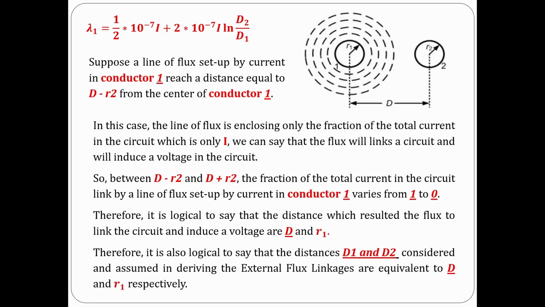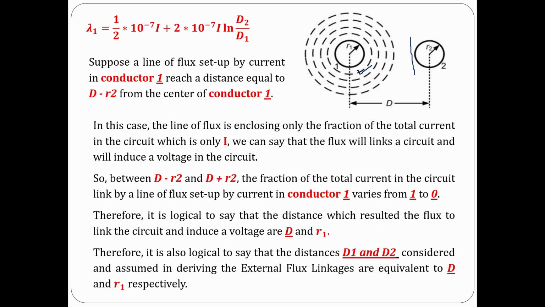Now suppose a line of flux set up by current in conductor number 1 reaches a distance equal to D minus R2 from the center of conductor number 1, which is at this point. In this case, the line of flux is enclosing only a fraction of the total current in the circuit, which is only positive I. We can say that the flux will link the circuit and will induce a voltage in the circuit. So, between D minus R2 and D plus R2, the fraction of the total current in the circuit linked by a line of flux set up by current in conductor number 1 will vary from 1 to 0.